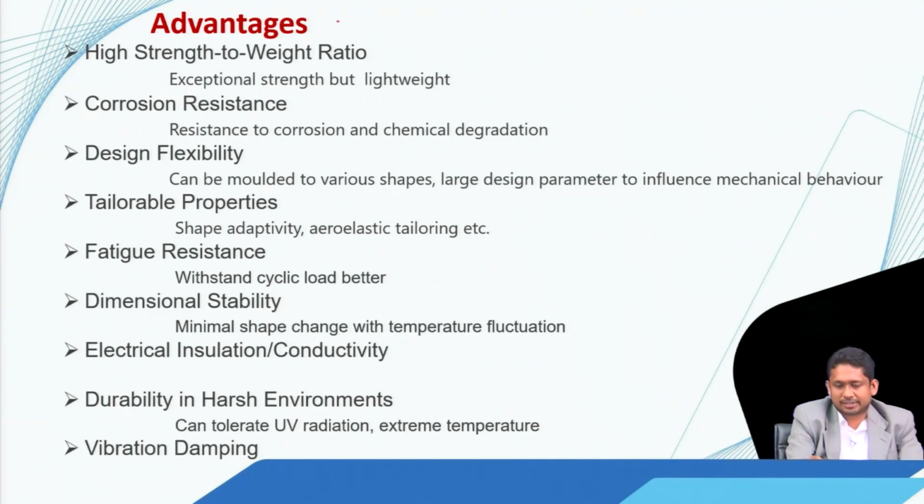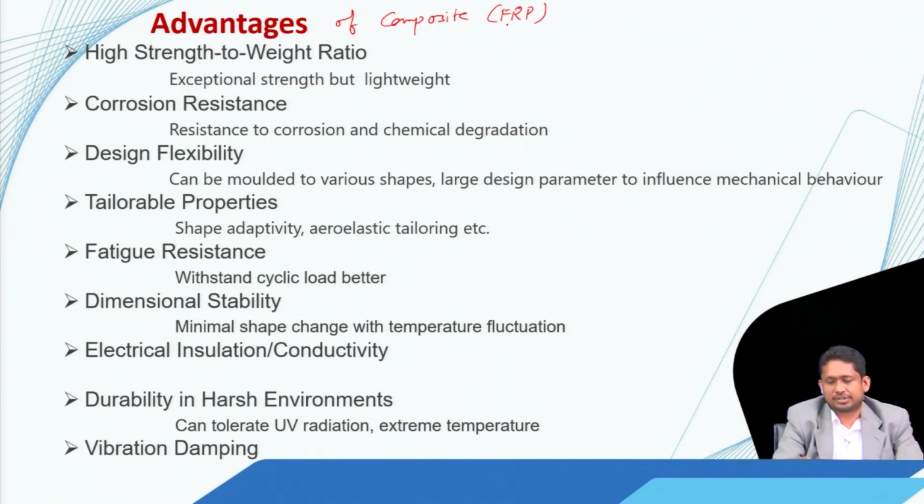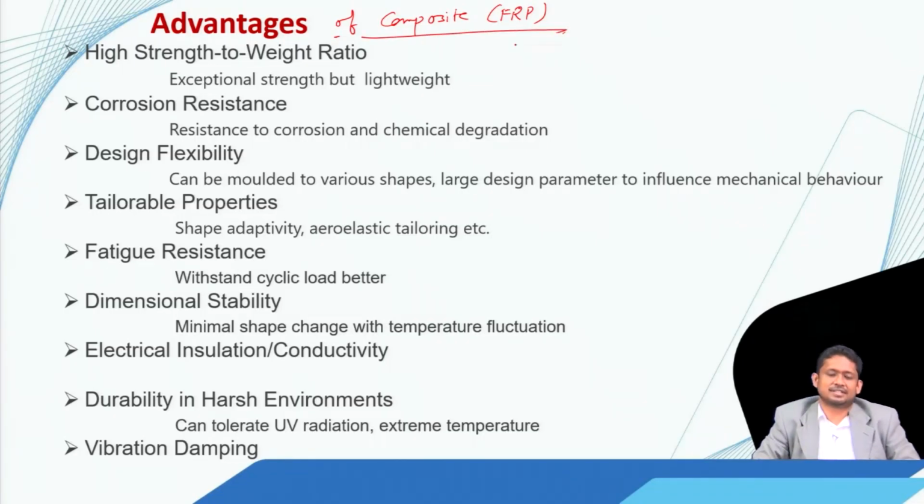So these are advantages of composites in general, or I would say FRP composites. In general, the advantages of FRP composites are listed here. These have high strength to weight ratio, we have already seen it. So without adding too much weight, we can increase the strength if I go for composites. This has good corrosion resistance, and it gives us immense design flexibility. So it can be molded into various shapes.